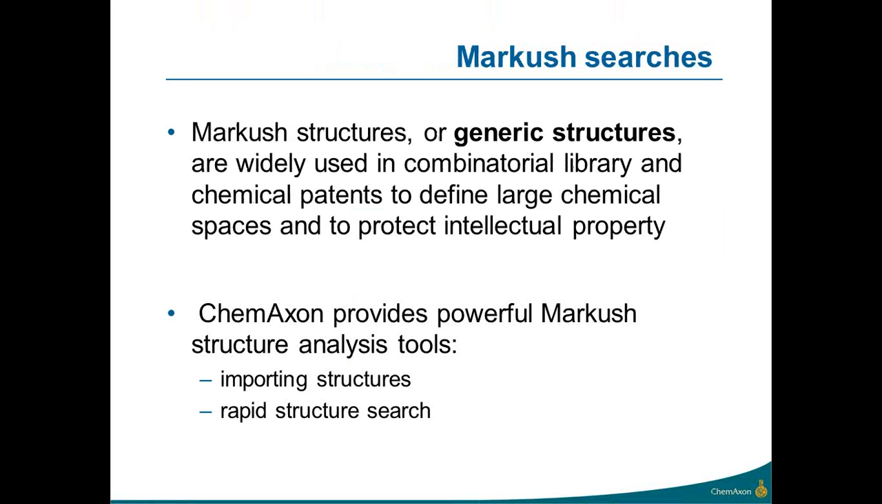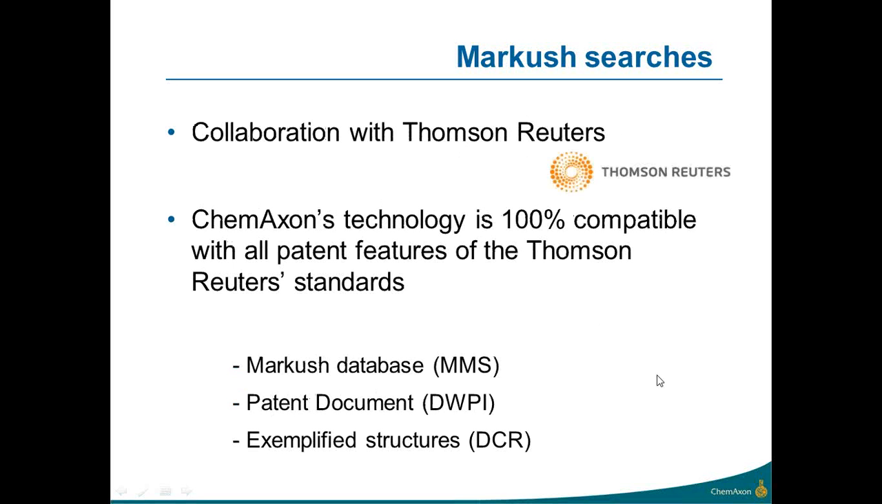Markush searches or Markush structures are generic structures, which are used in combinatorial chemistry libraries or in chemical patents to define large chemical spaces and usually to protect the intellectual property. Our technology provides a powerful Markush structure analysis and to import and to rapidly search these structures.